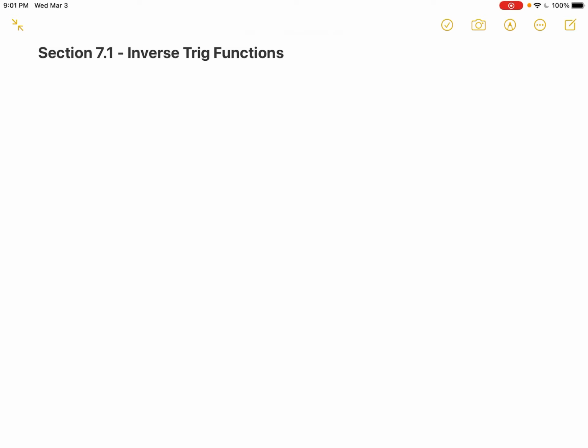Welcome to 7.1. Here we're going to look at some inverse trig functions. Specifically, we're going to focus on just sine and cosine. And what we want to make sure that you remember is that sine and cosine have very limited outputs when we talk about their inverse functions. Because what do you remember about inverse functions? You remember they have to be 1 to 1.